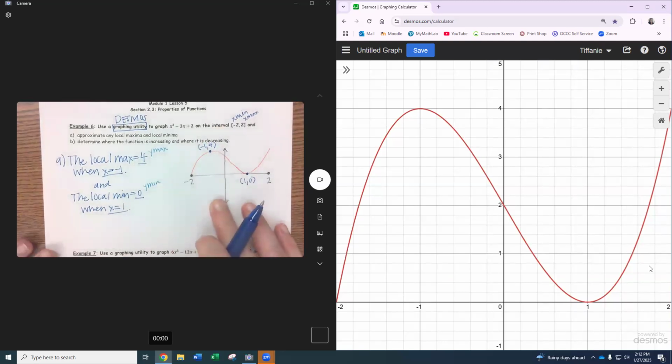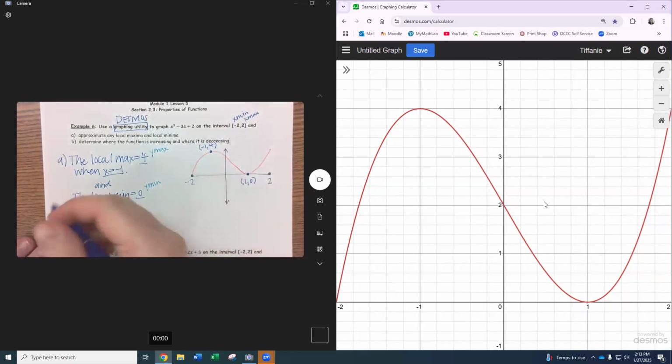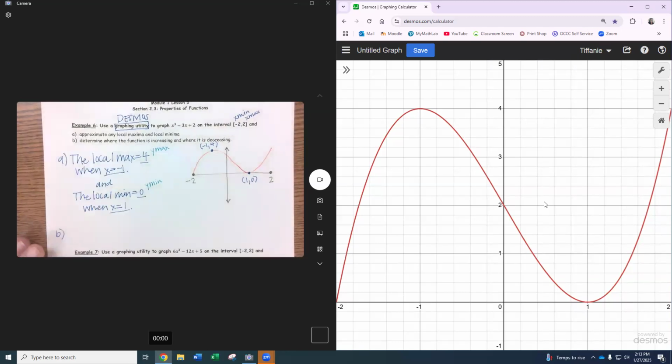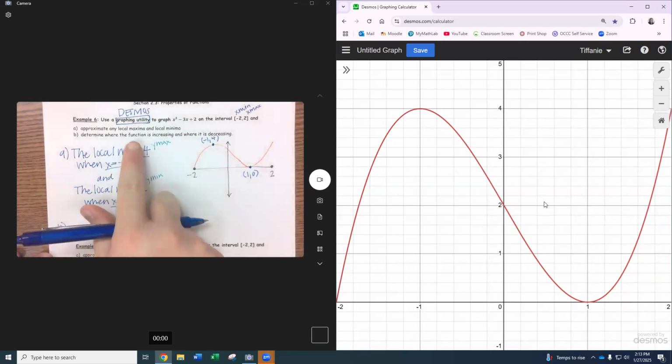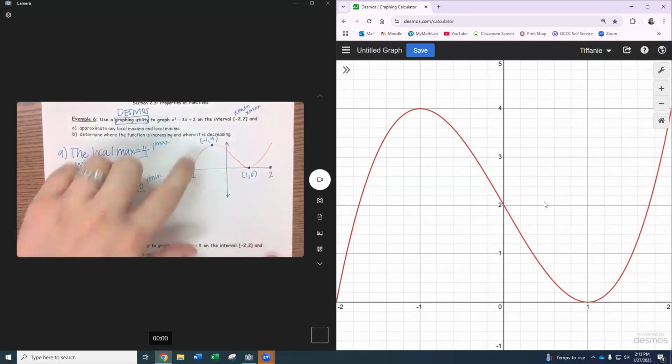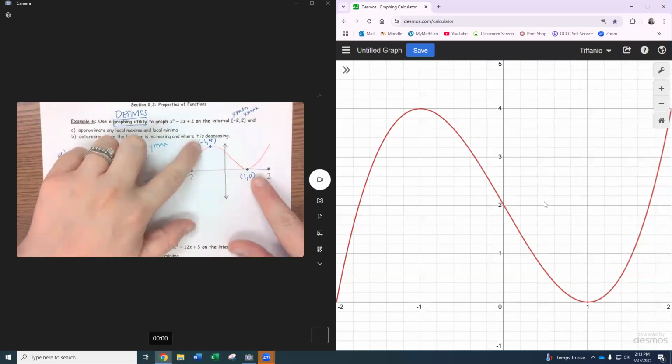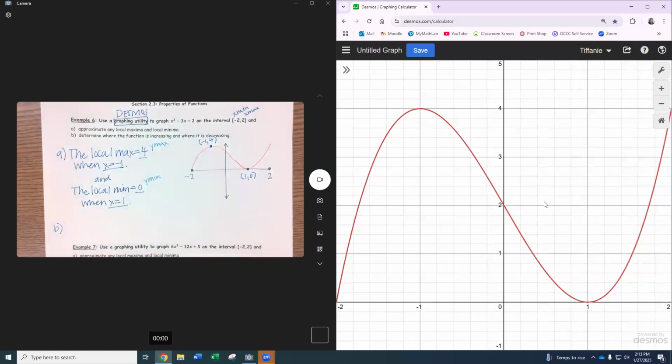Now, again, if you don't need to draw this sketch and you can do it directly from your Desmos graphs, this isn't necessary. But for my more visual learners, which includes myself, I'm going to draw this sketch. Because now we need to determine where this function is increasing and decreasing. And once I have my max and my min, I have those answers there.